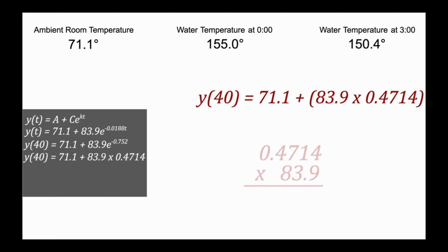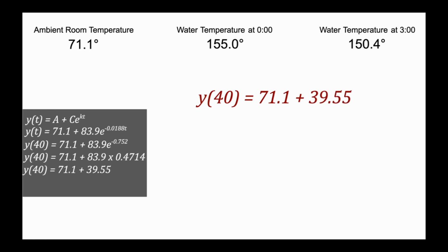All right. Next step, multiply that by 83.9, the initial temperature difference. All right, so I'm taking 0.4714 and I am multiplying it by the initial temperature difference between the water and the ambient room temperature, and that gives me 39.55.